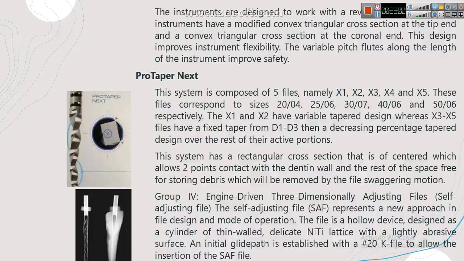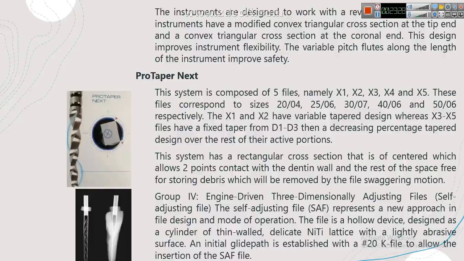It means 4 cutting corners would be available during the rotation process within the canal system. That is off-centered, which allows 2 points of contact with the dentin wall and the rest of the space free for storing debris, which will be removed by the file's swaggering motion.